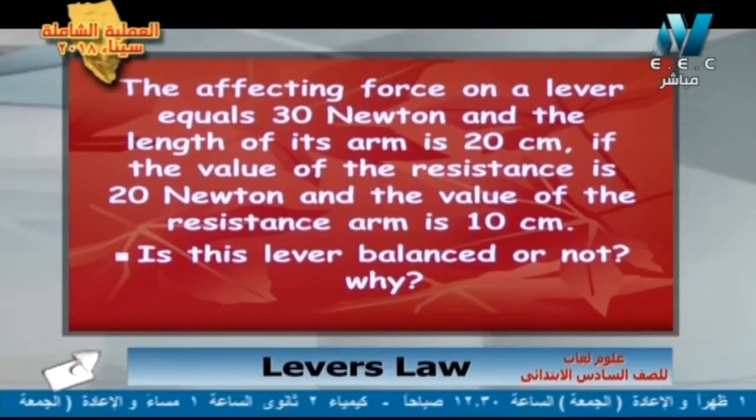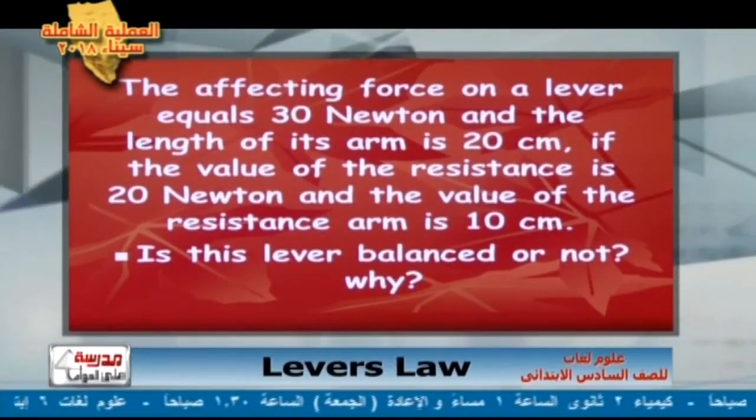So the lever law, from my point of view, has two types of problems. One type asks you to find the fourth value. In the other type, I have all four values, but you are asked to say whether the lever is balanced or not. How can I solve it? By finding the two sides, the right side and the left side. If they are equal, the lever is balanced. If they are not equal, the lever isn't balanced. So now let's have another problem of the second type.